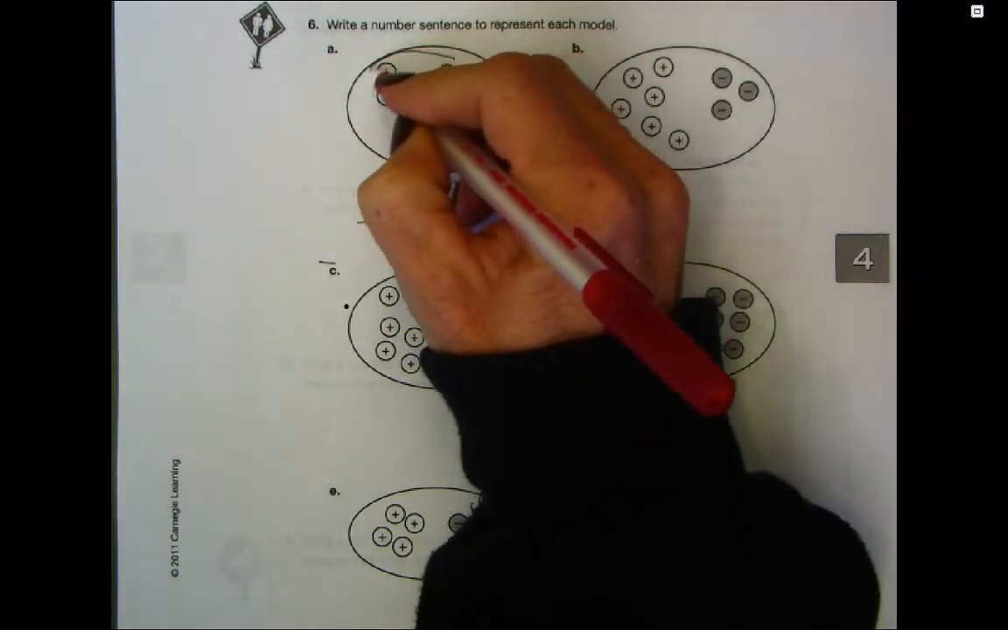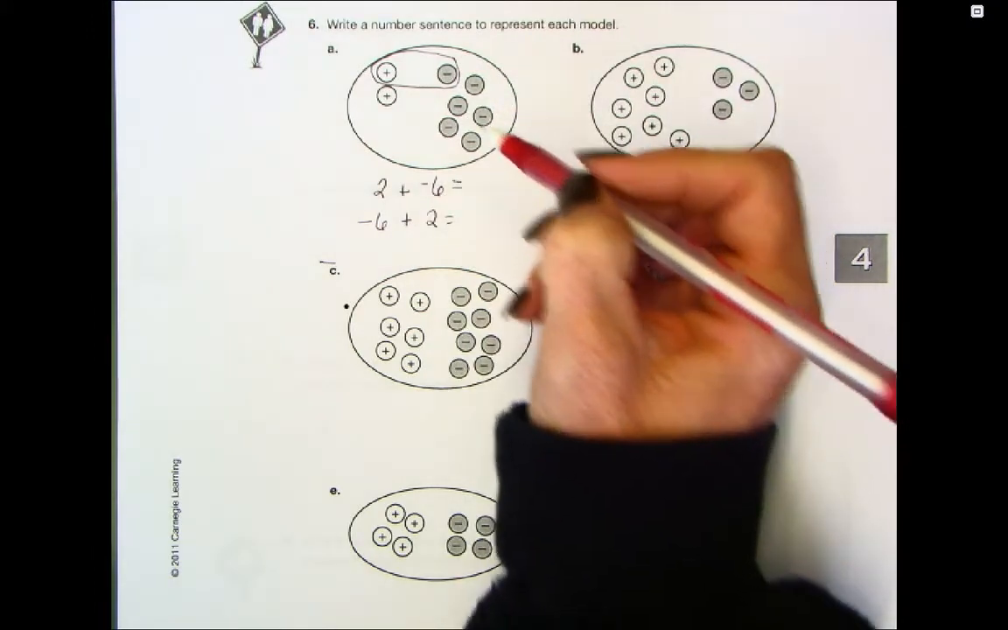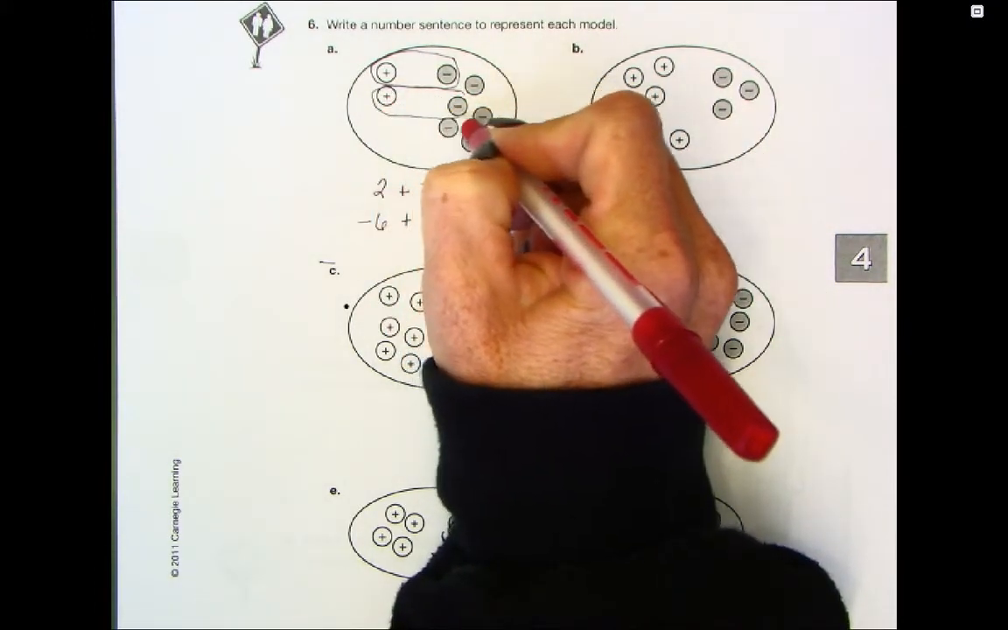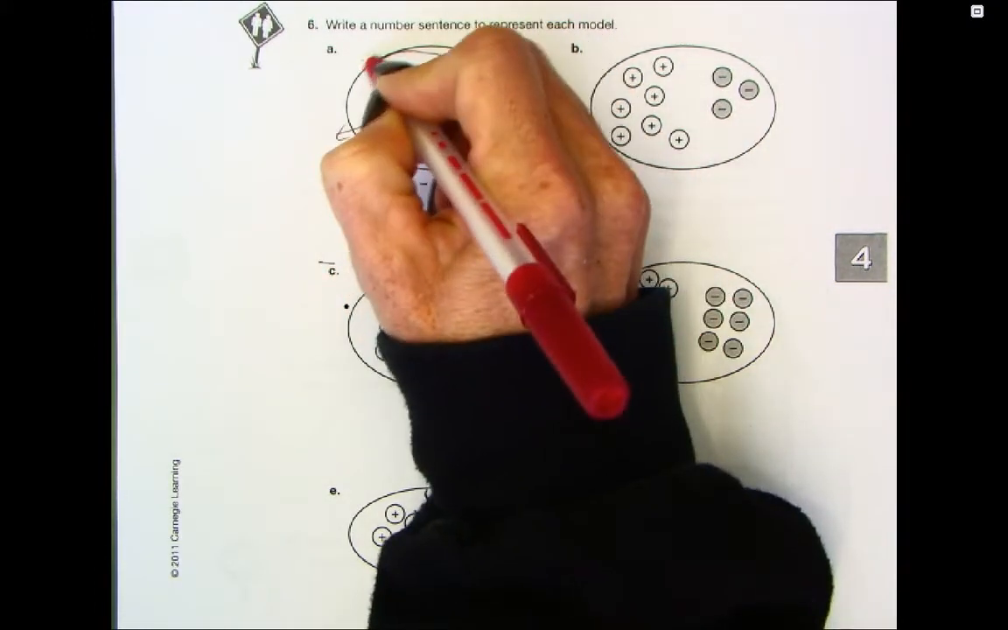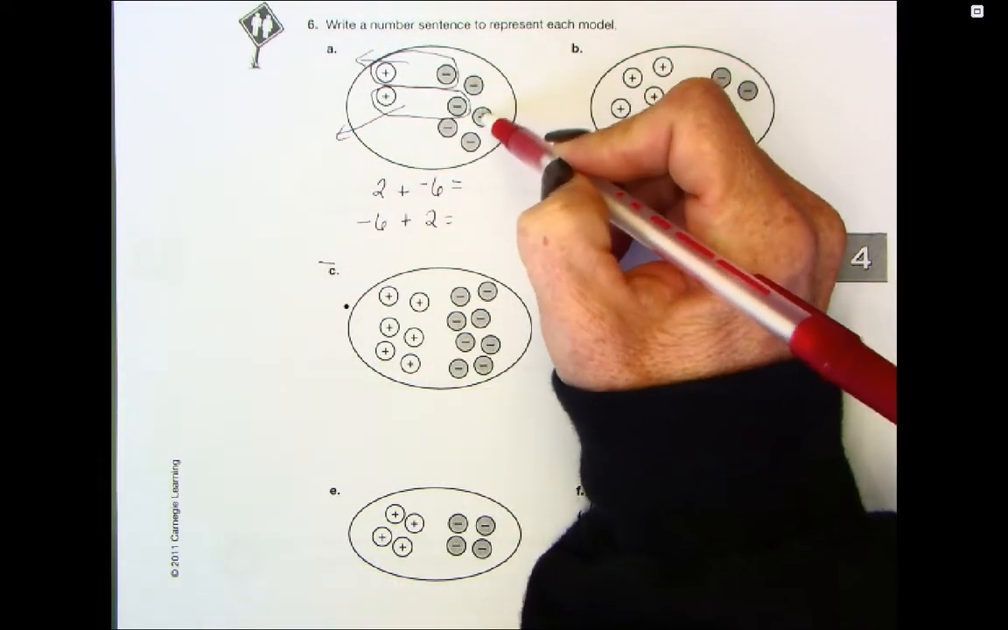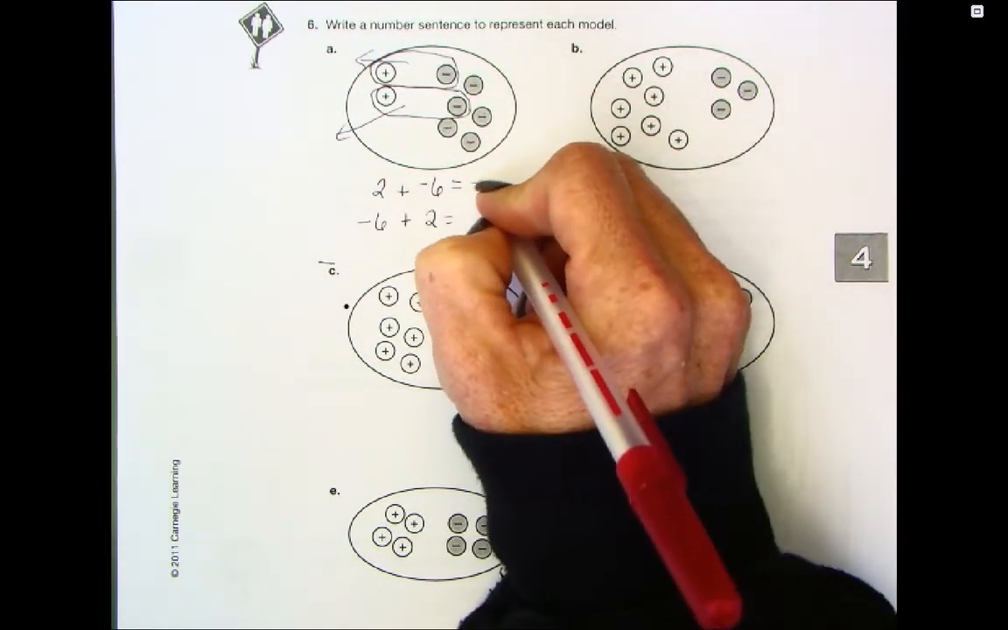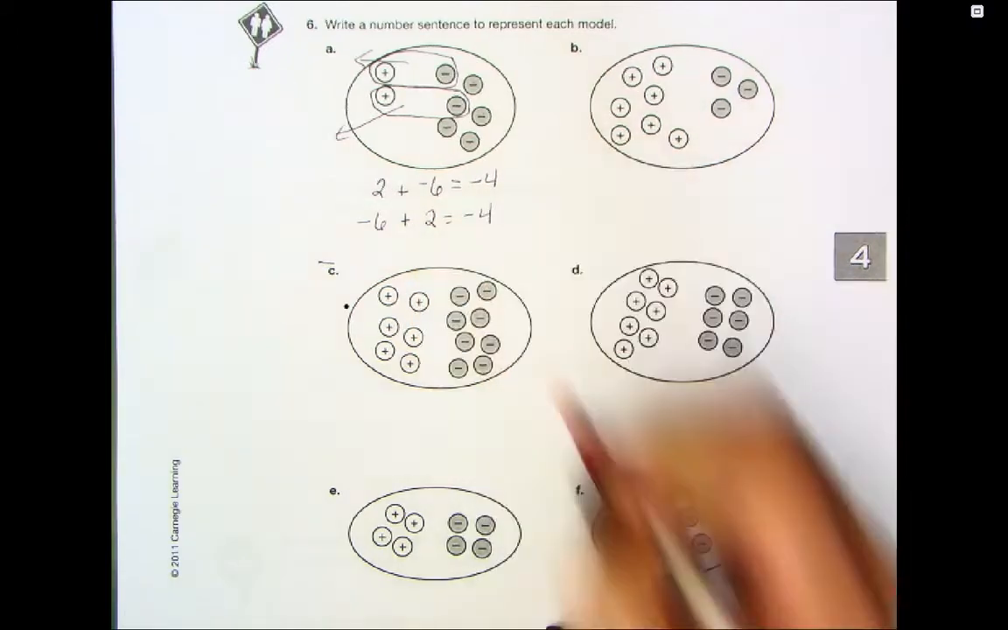I know that if I put these two together, that makes 0. If I put these two together, that makes 0, so I can remove them. And I'm left with 1, 2, 3, 4 negatives. So my solution in either case would be -4.